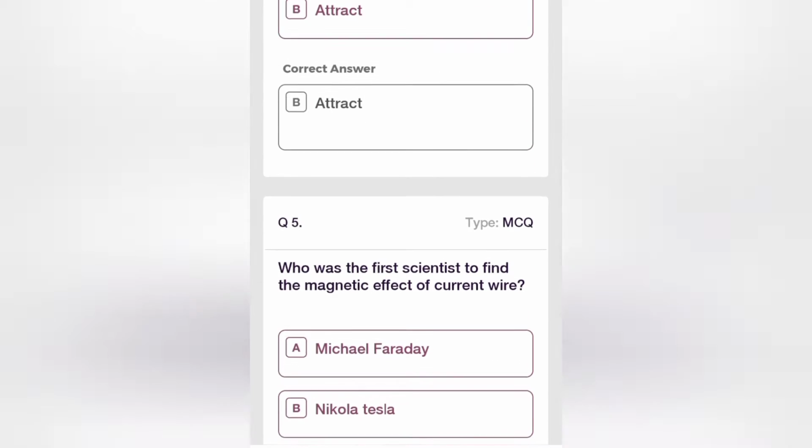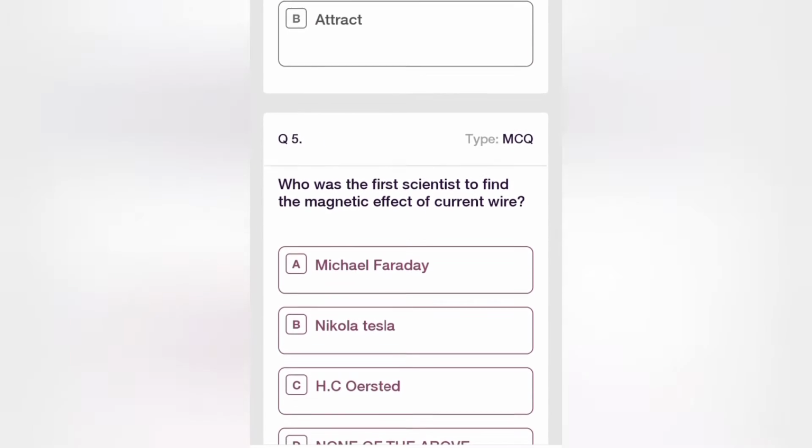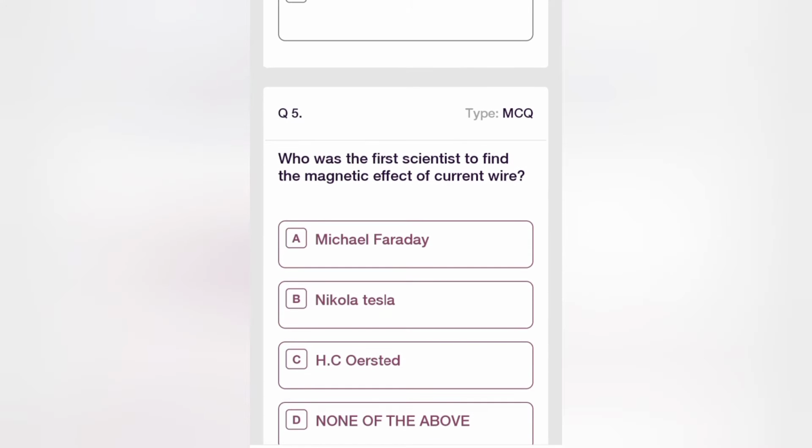Who was the first scientist to find the magnetic effect of electric current? The first option given here is Faraday. No, electromagnetic induction was found by him. And then Nikola Tesla. No. Oersted. Yes, Oersted is the correct answer. He was the scientist to find the magnetic effect of electric current.